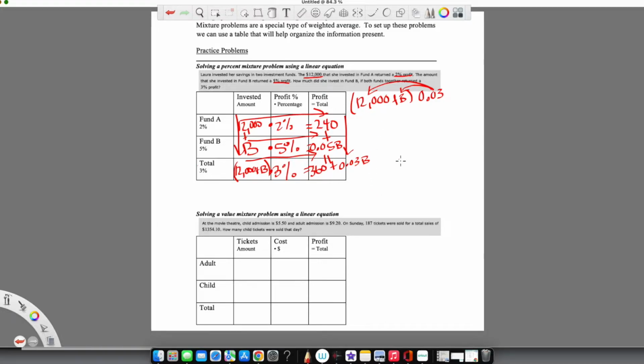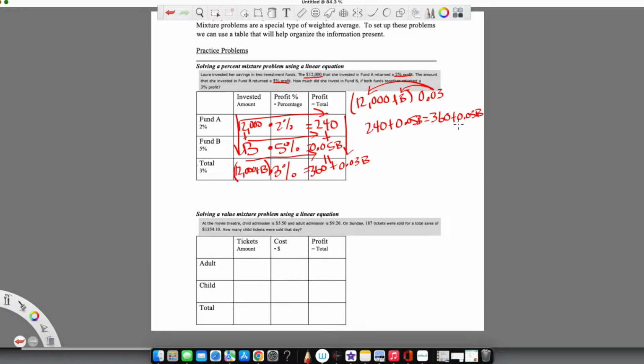So let's go ahead and set up. So I go 240 plus 0.05b, and that's going to equal 360 plus 0.03b. Alright, so now we want to start to solve this one like we would any other equation. So I want the two variables to be on the same side.